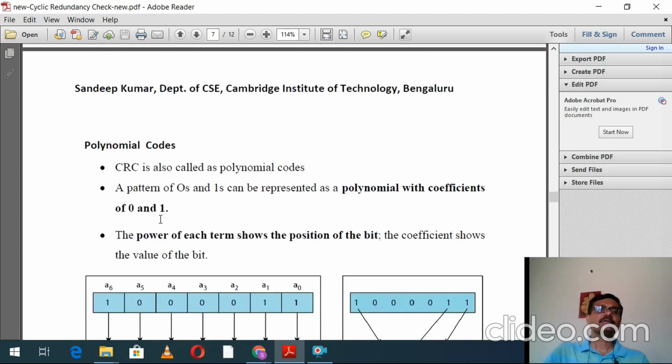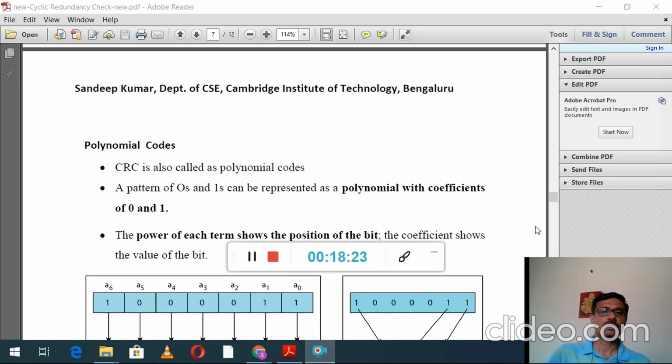Now, CRC codes are also called polynomial codes. What is a polynomial code? CRC is also called a polynomial code. A pattern of zeros and ones can be represented as a polynomial with coefficients of 0 and 1. Remember, in ordinary polynomial arithmetic, the coefficients are real values, like 1.1, 1.21. But here, the coefficients are zeros and ones because we are simply representing binary patterns.